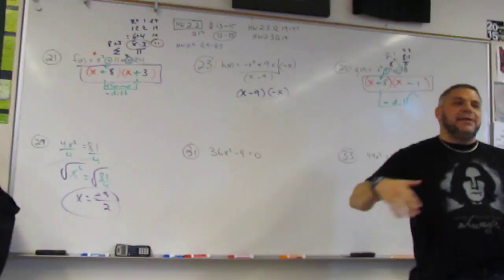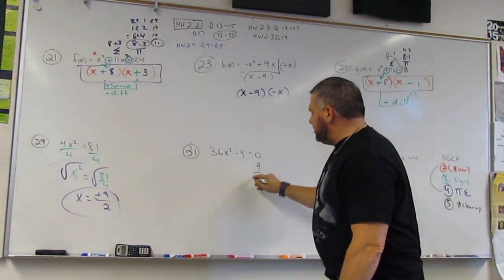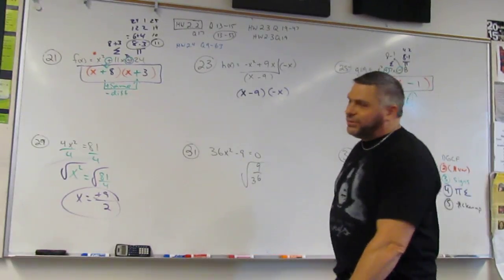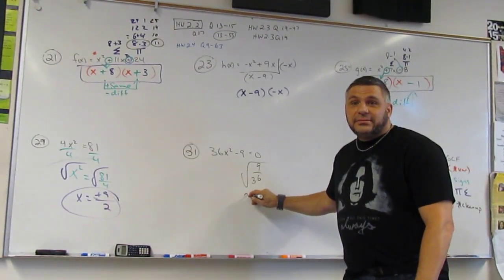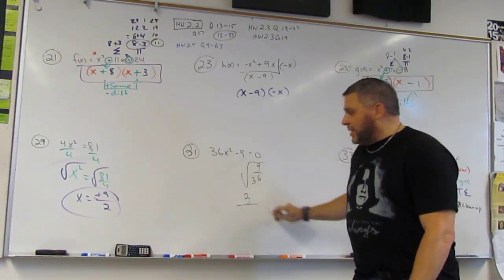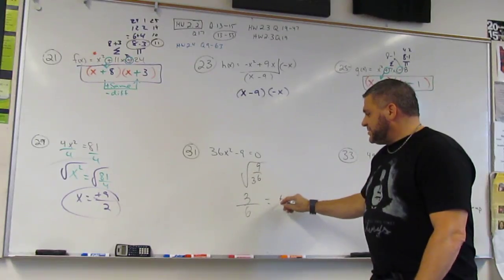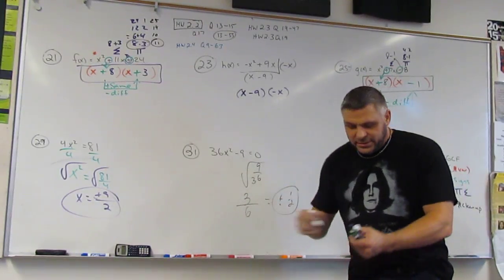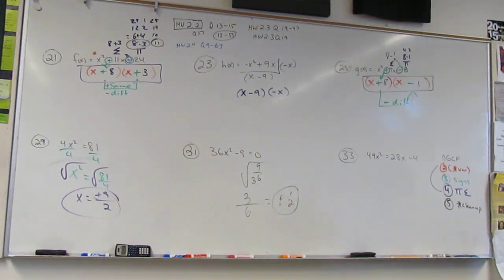Next one, same thing. You add, so you have a 9, divide by 36. What's the square root of 9? 3. Square root of 36? Plus or minus 1/2. Done. This is cake. Alright, I'll wait on 33 because that's a long problem. So we'll wait on 33.